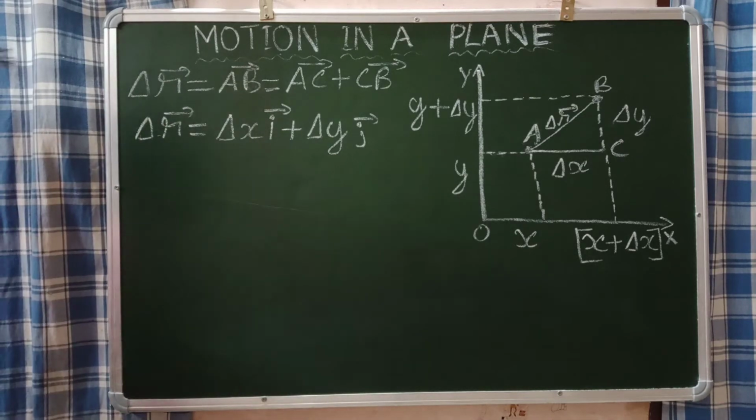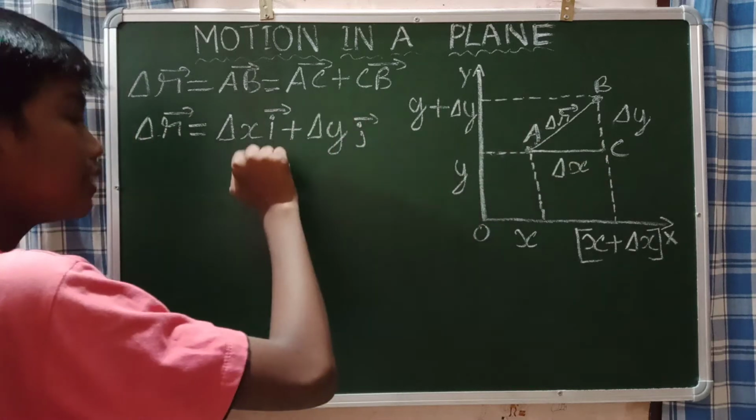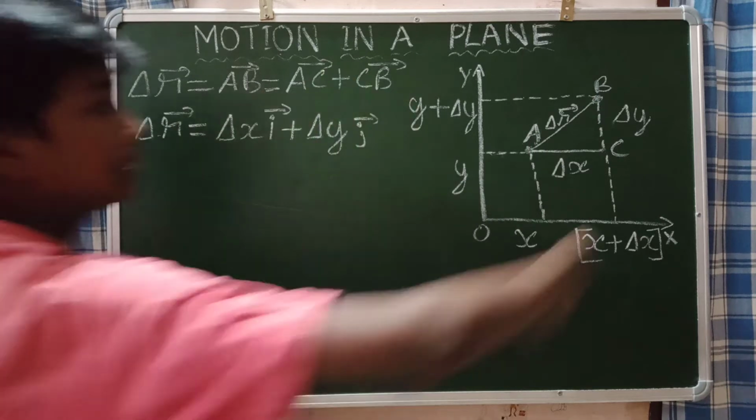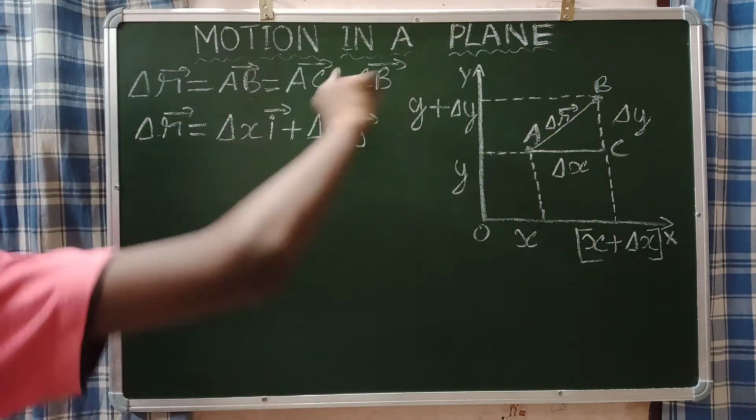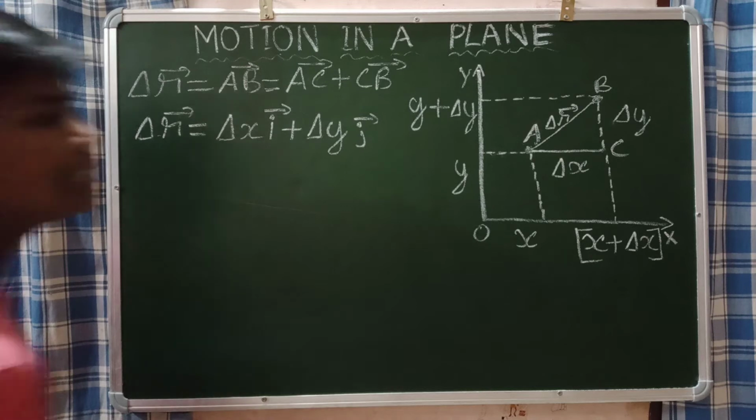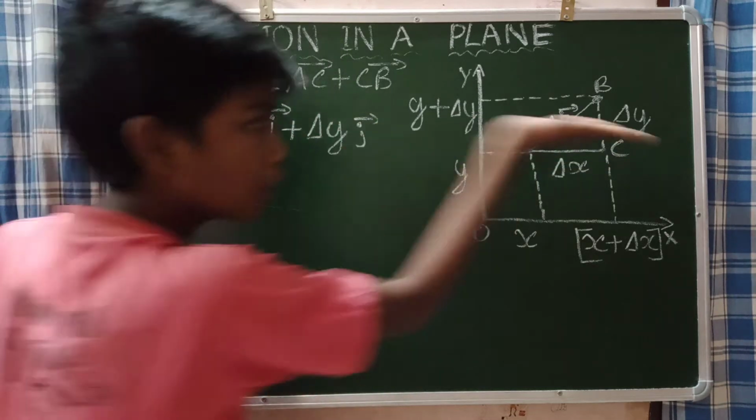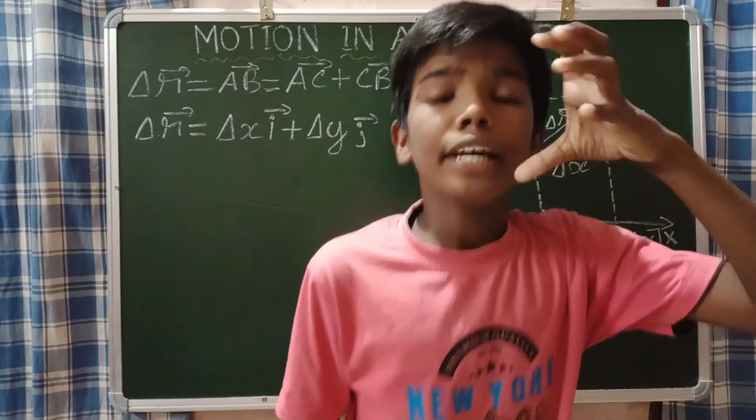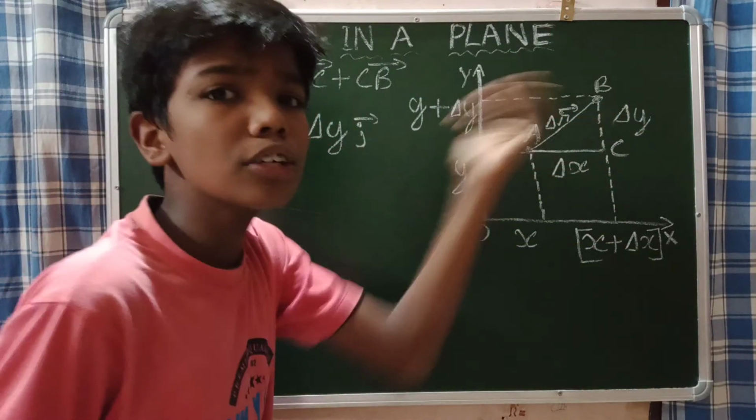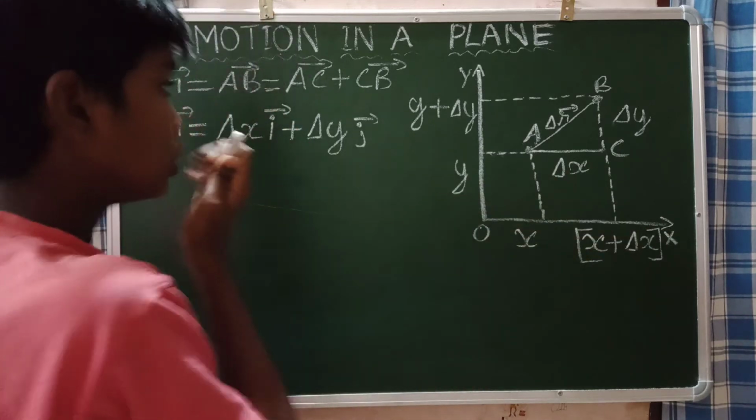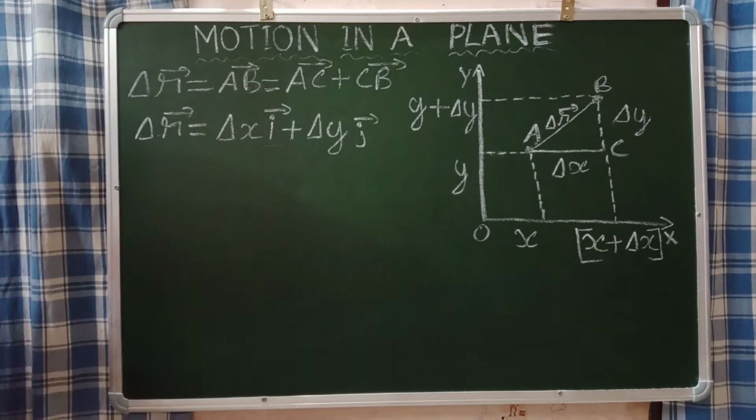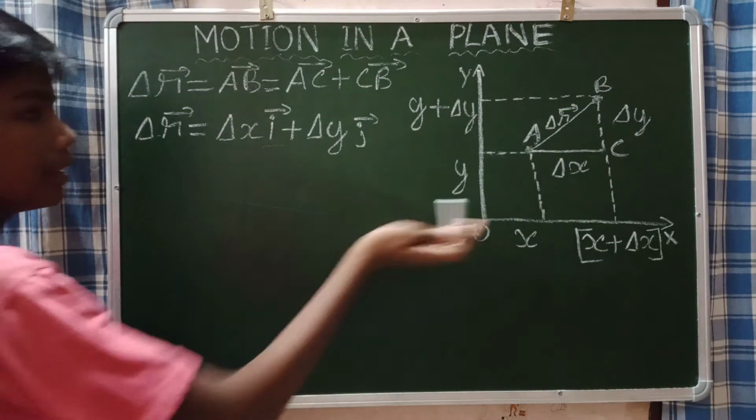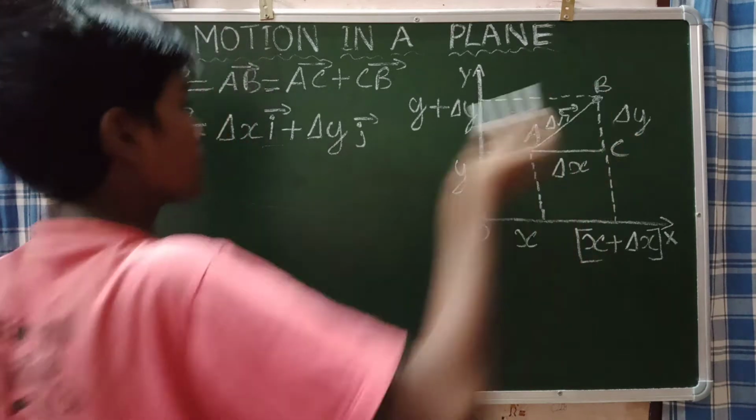Think of it, guys. This AC can be called delta x, because its length is called delta x, and CB is delta y, that is the length of the CB. Now guys, you can see that this delta x is a horizontal component. If it is a horizontal component, it belongs to the x-axis, so we are adding the i unit vector, because x-axis means we add the i unit vector.